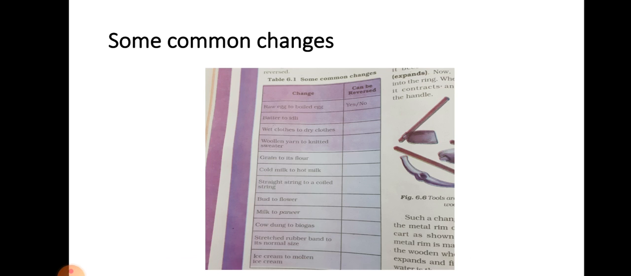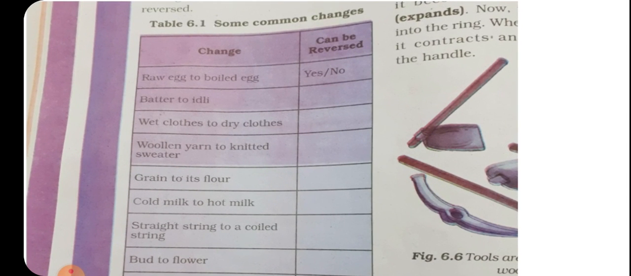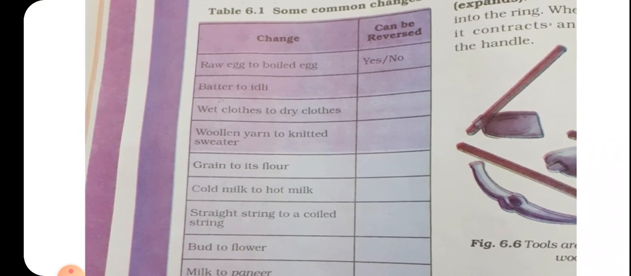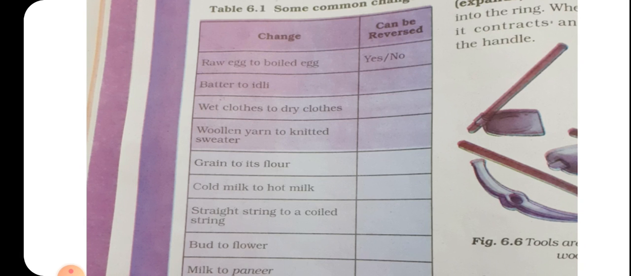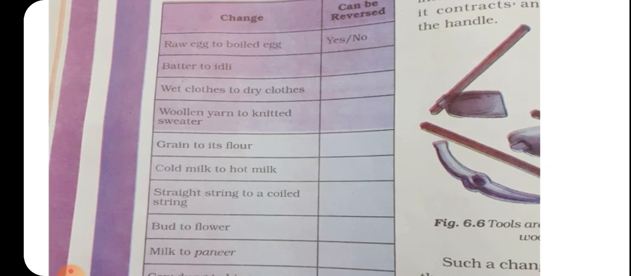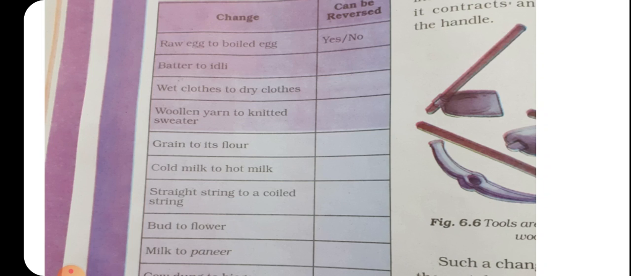So you have to prepare a table. Some common changes are given, and you have to fill in this page. First one they have done for you. The first column is change, and the second column is can be reversed or not. If the change can be reversed you write yes, otherwise, if it cannot be reversed, you write no. First one, raw egg to boiled egg, yes or no?